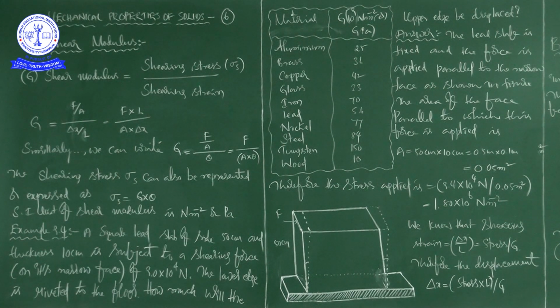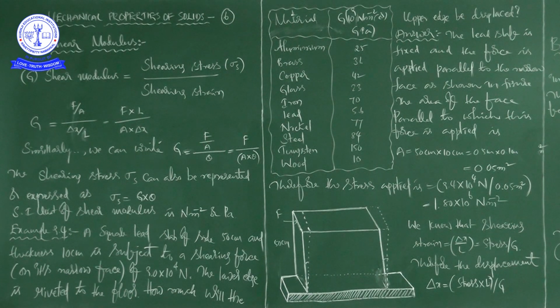The shear moduli of a few common materials are given in the table. From this table you can observe that shear modulus is generally less than Young's modulus for most of the materials. Capital G is equal to Y by 3. For example, take iron: you take the Young's modulus and the shear modulus, and it is almost 1 by 3rd of the Young's modulus. That's why we can say G is equal to Y by 3.